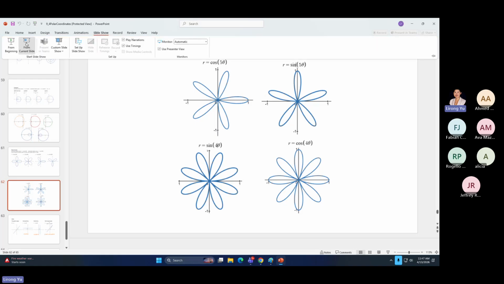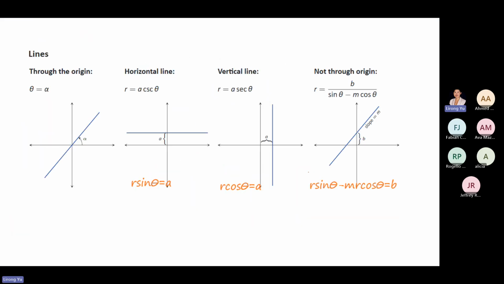We are moving on to the next kind of graph. All right, so how do we represent lines? If you have a line going through the origin, all you have to do is set theta equal to that angle. Theta equal to the angle already represents the line, but this line will always go through the origin. If the line does not go through the origin, then you have to look at the equation. If it's a horizontal line, y equals a, and y equals r sine theta, so r equals a over sine theta, which is a times cosecant theta.